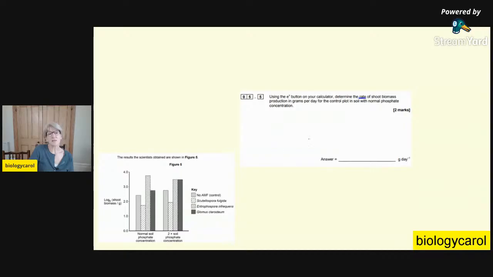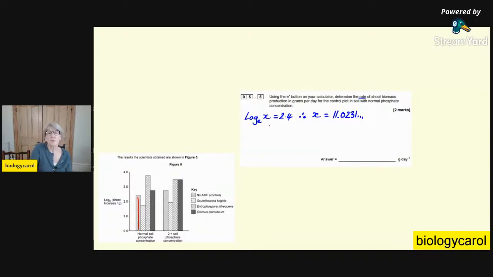Using the E to the power X button on your calculator, determine the rate of shoot biomass production in grams per day for the control plot in soil with normal phosphate concentration. So in other words, this bar here. So log E equals 2.4. Log E to the X equals 2.4, because look, log E 2.4. So we want to know what the number X is. We want to know the actual number.